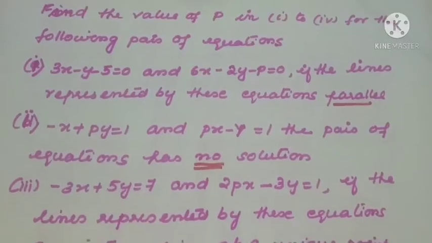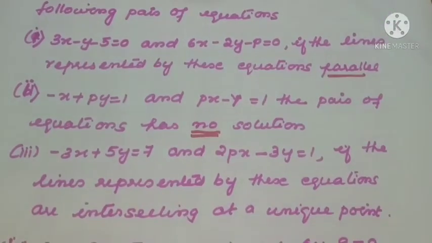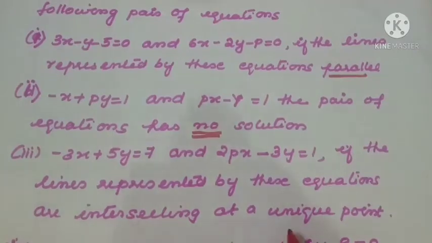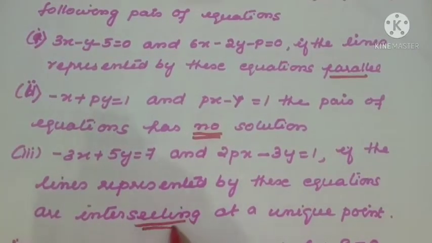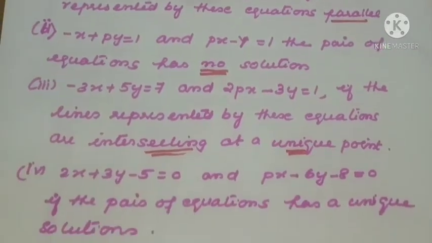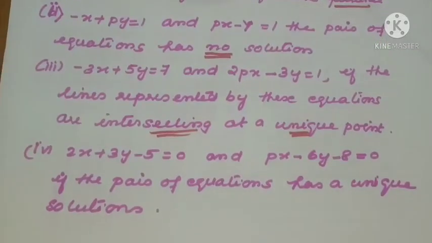Next, third question: minus 3x plus 5y equal to 7 and 2px minus 3y equal to 1. If the lines represented by these equations are intersecting at a unique point, meaning intersecting lines. Next, one more question: 2x plus 3y minus 5 equal to 0 and px minus 6y minus 8 equal to 0. If the pair of equations has a unique solution.